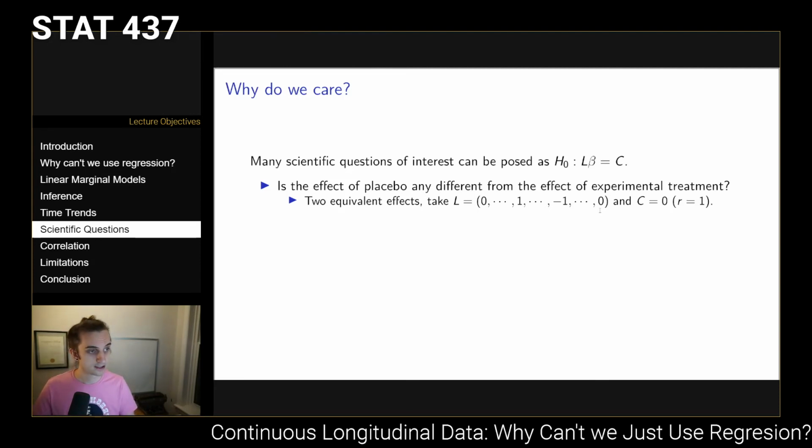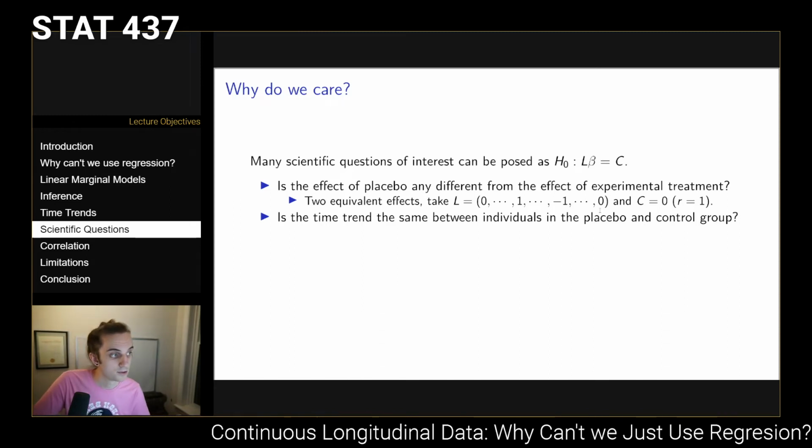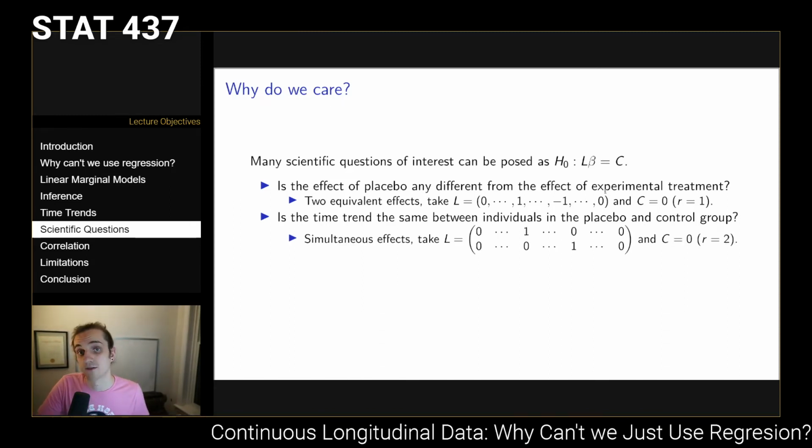Is there a time trend that's going to be the same between individuals in the placebo and the control group? This is the one that we just looked at. We have a 1 in a particular column corresponding to the first time point, a 1 in a particular column corresponding to the next time point, and then testing L beta equals 0 gives us the question of scientific interest there.